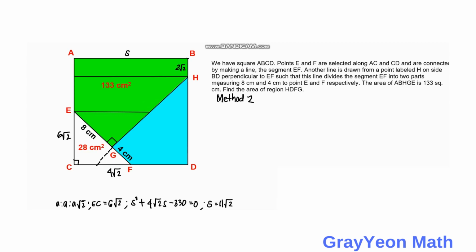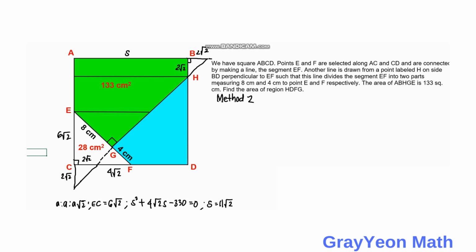So, okay, the next step is we extend this side AB and this side HG until we form a small isosceles right triangle. This should measure 2 square root of 2 also. And same with this point G, from point G downwards, and from this EC, extend that line and we form an isosceles right triangle. So this becomes 2 square root of 2. This becomes also 2 square root of 2.